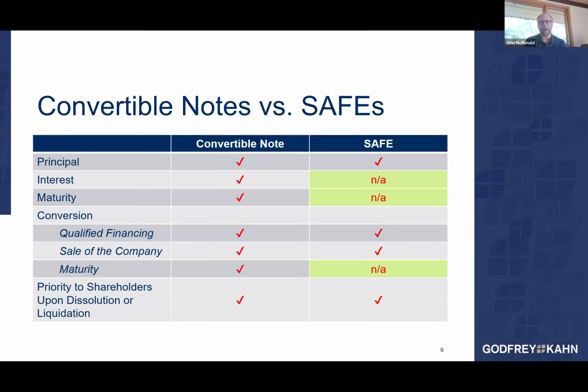And there's a similar priority between a note and a safe upon liquidation of the company, in that they're both senior to shareholders. However, with a safe, you're subordinate to creditors. In the case of a note, you're pari passu with unsecured creditors.